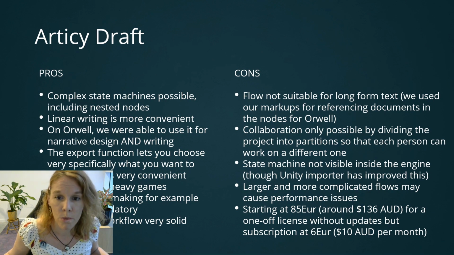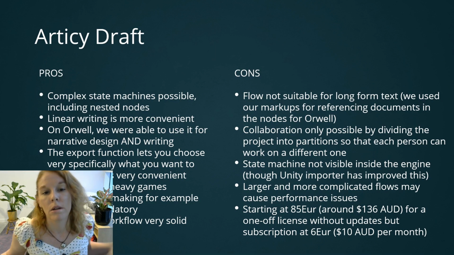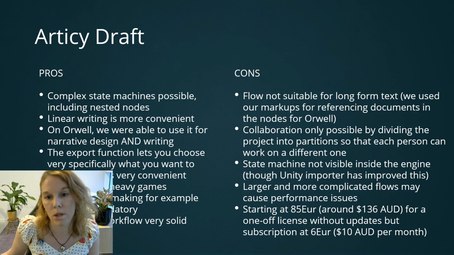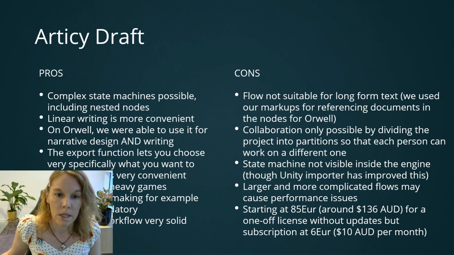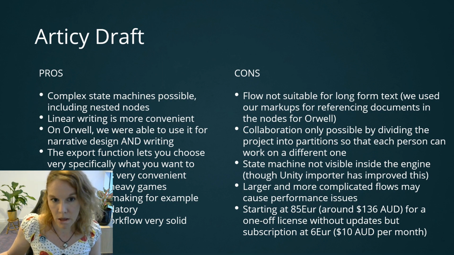The cons are that the flows themselves, the flow fragments they are called in Articy. So for Orwell, we did not use that for our long form text. We had these separate documents, which is one of the reasons why we use it in a bit of a weird way, because it was more convenient to write these long documents separately. But if you have just sort of choice-based dialogue, you can still use the flow nodes conveniently.